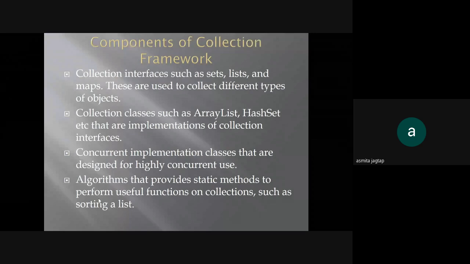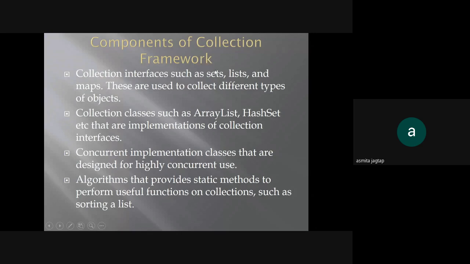So collection interfaces, what interfaces does the collection have? That is the Set interface. Set is one of the interfaces, then List, Map. These are the interfaces present, and with these interfaces they have the collection classes. What are collection classes? ArrayList. From the name itself we get to know this class is implementing the List interface. HashSet must be implementing the Set interface.